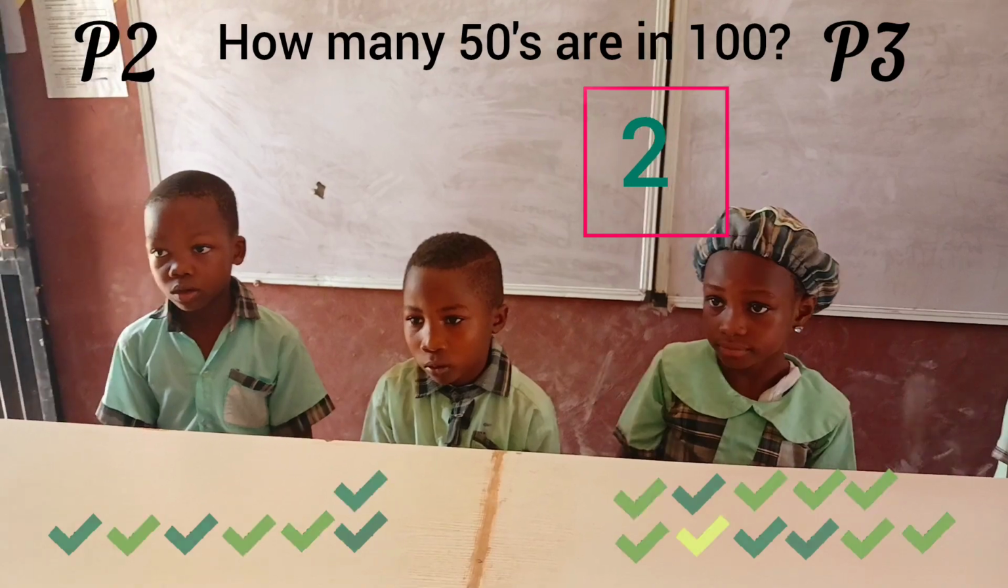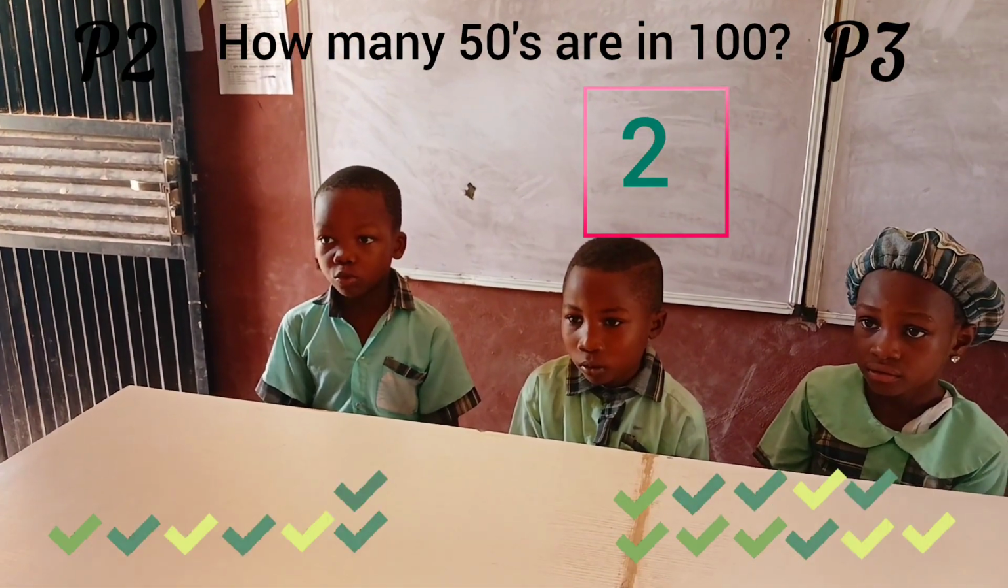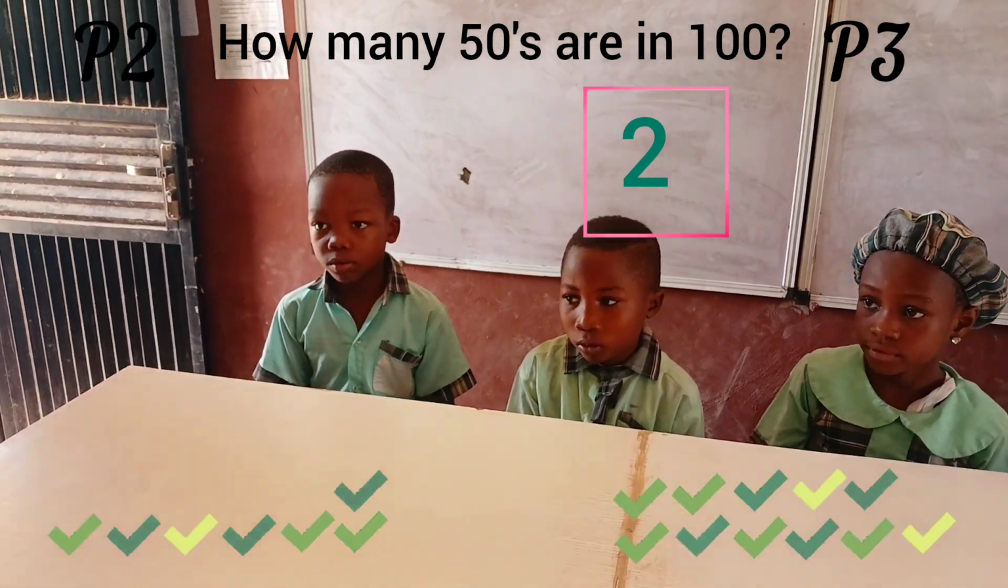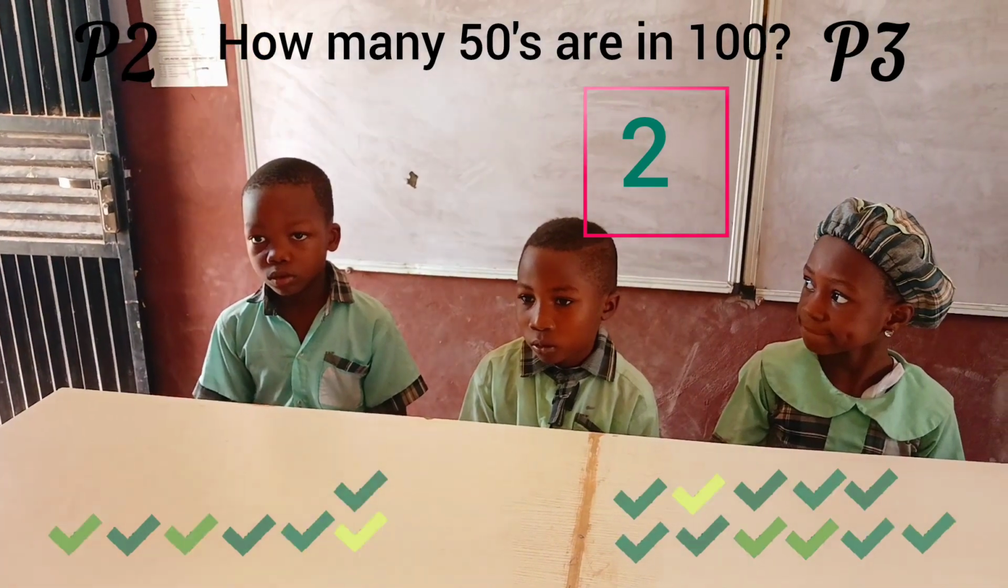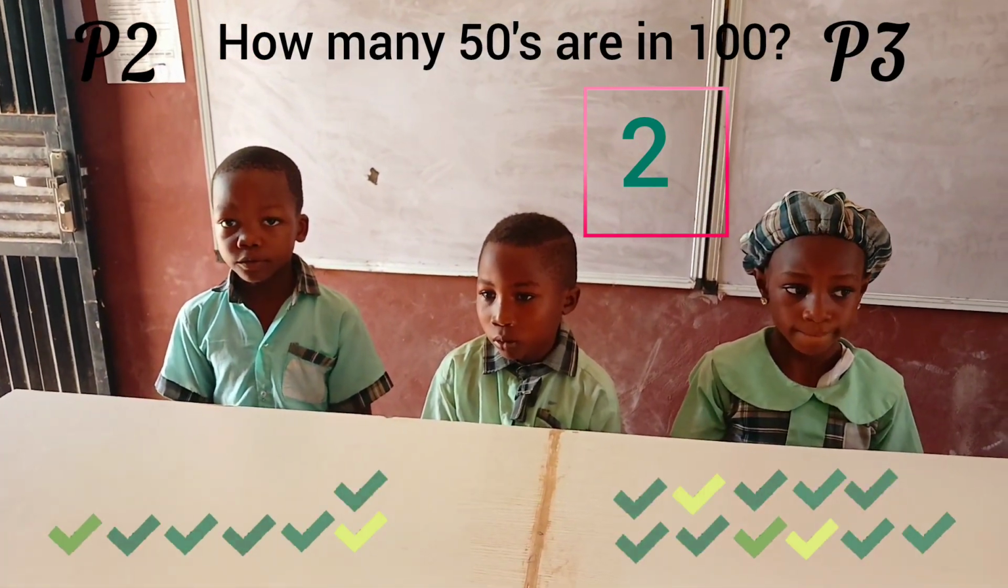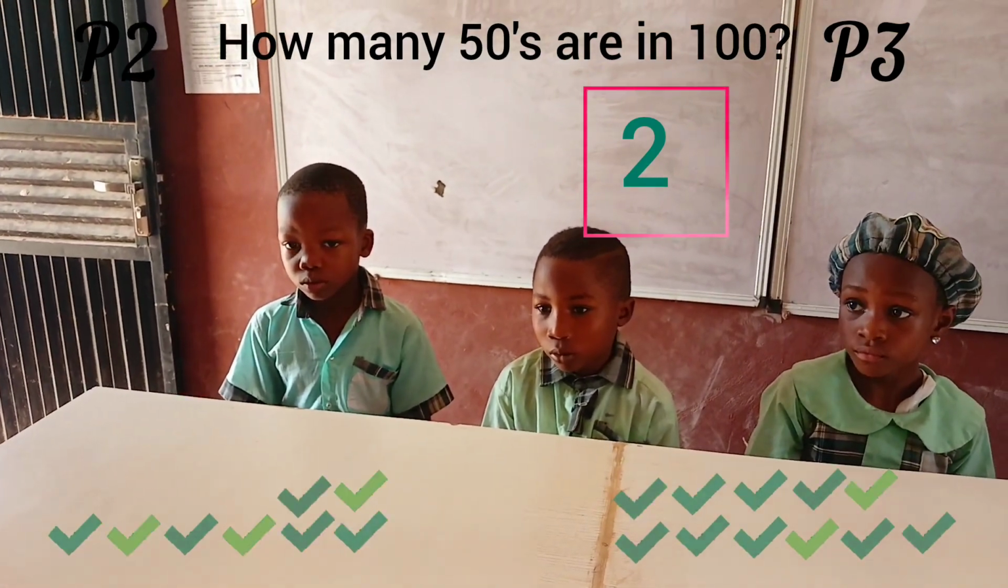10. 10 is wrong. How many 50 are in 100? 7. No, come inside. How many 50 are in 100? Yes. 2 is correct.